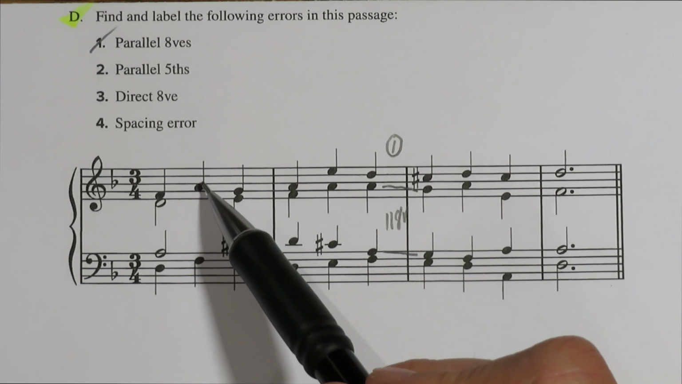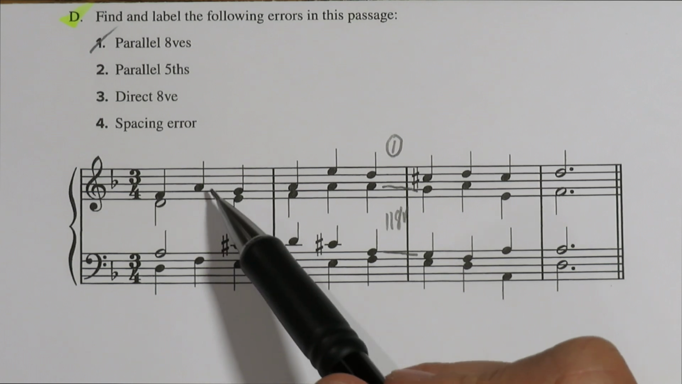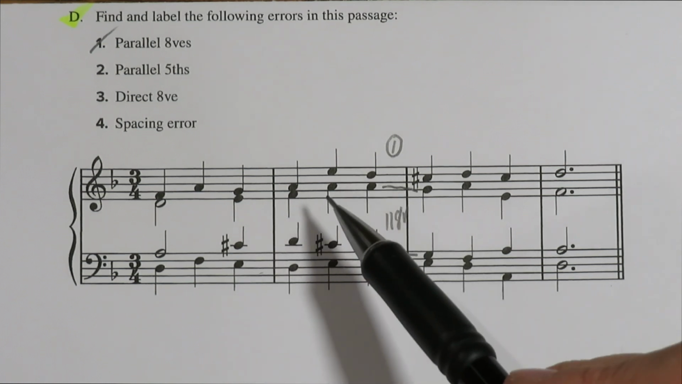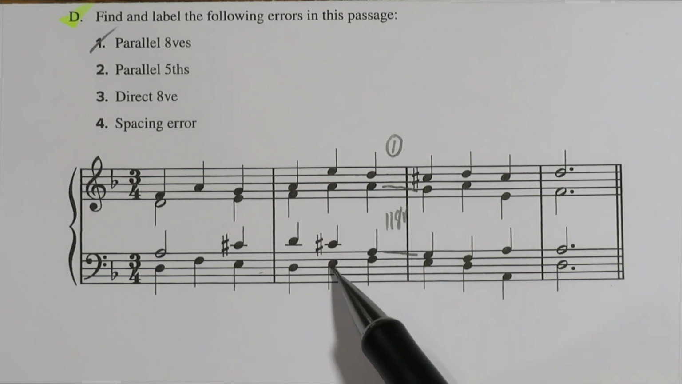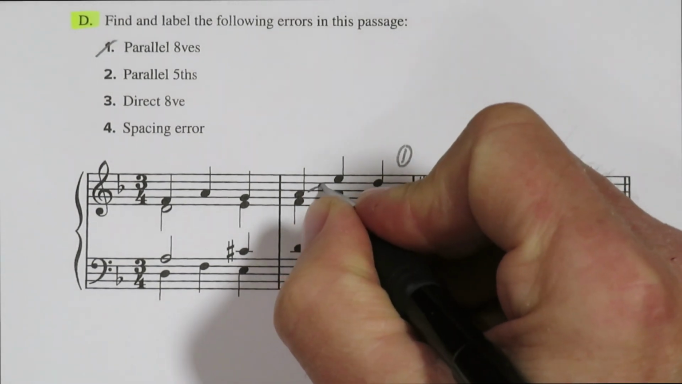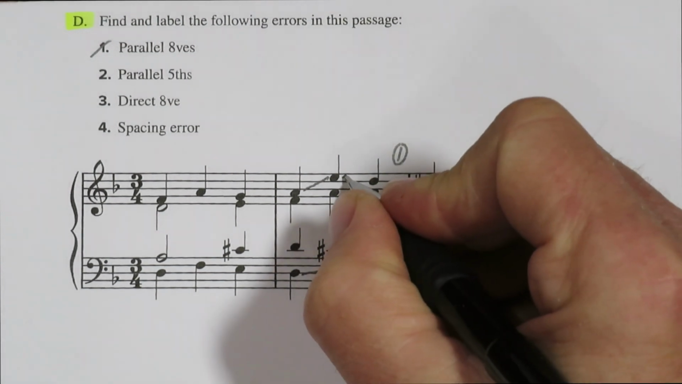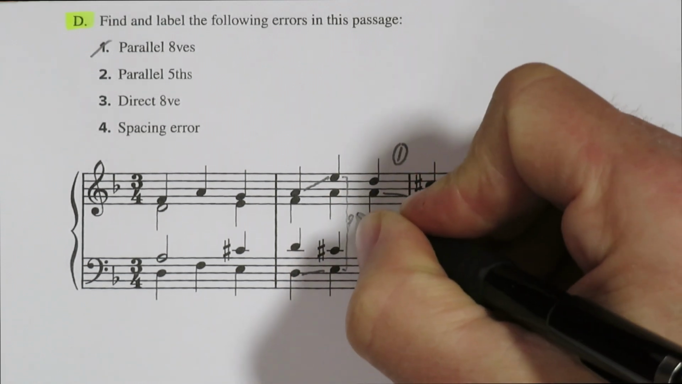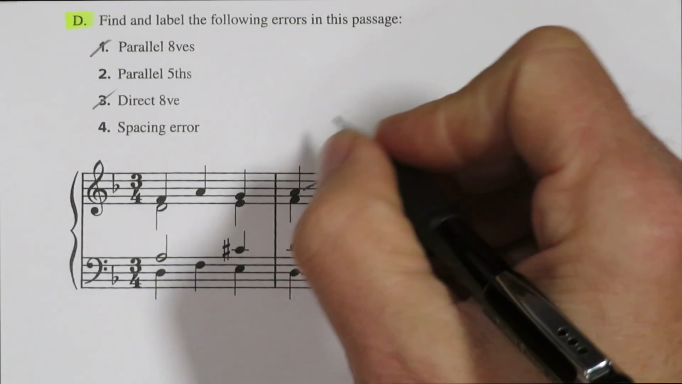So here's a leap in the soprano. Bass moves in similar motion, but it's not moving to an octave. Okay, so let's look for another leap. And we have a leap here, and bass moves in similar motion, and E to E is an octave. So there it is. Direct octave. You can see the octave there. You can put that bracket if you want. There it is.